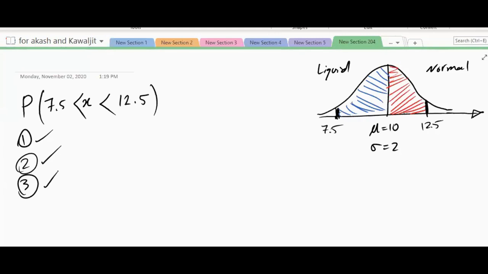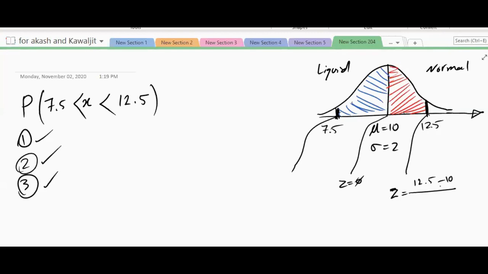No, we can't, because the table is organized based on statistical distances. So we have to convert every one of these points to Z, otherwise the table is useless. How far is 10 from 10? 0. How far is 12.5 from 10? 1.25. For those who don't want to do it in their head, how far is 12.5 from 10?